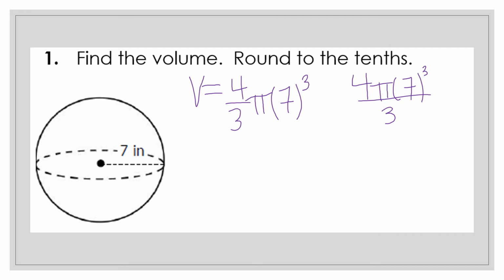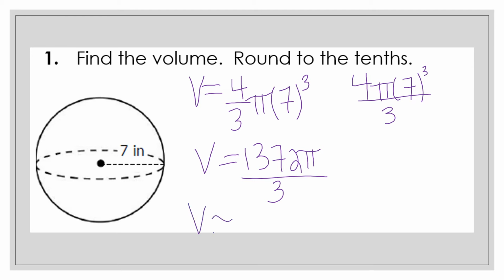With a lot of these, you might get an exact answer first, which is what I got first: 1,372 pi over 3. It just depends on the calculator you're using, but we can easily turn that into a decimal value. For this one, that would be 1,436.8, and this is inches cubed. Still cubed because we're talking about volume.